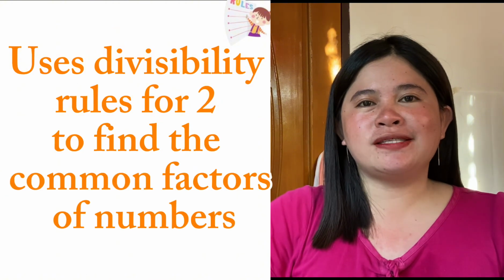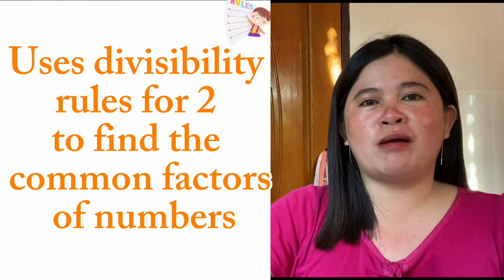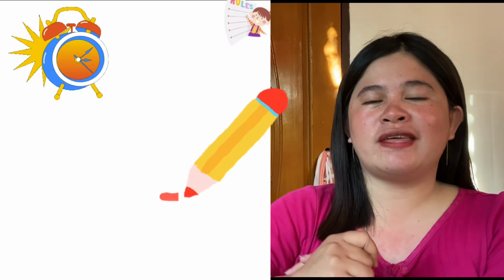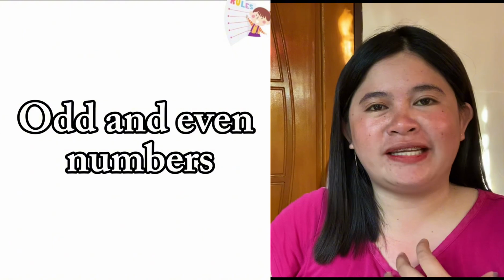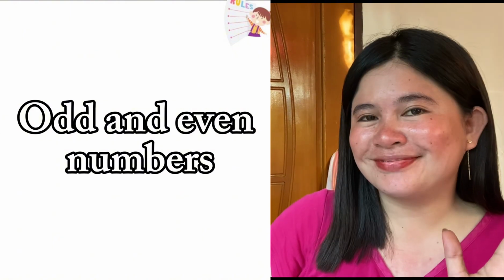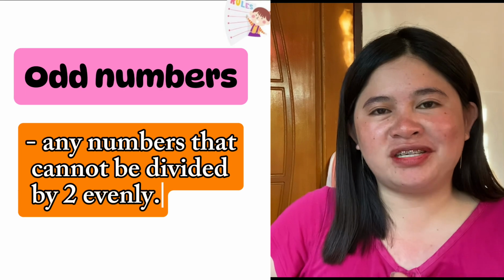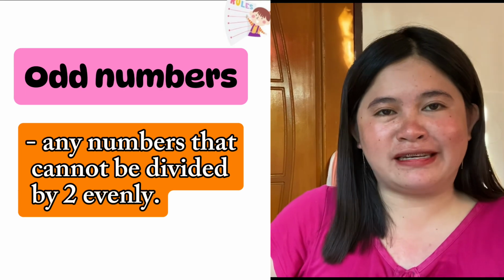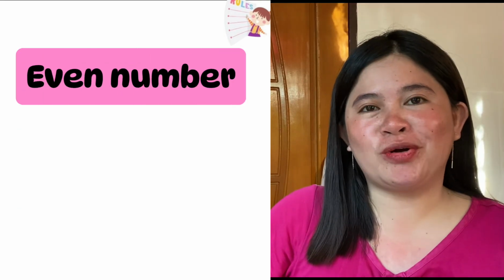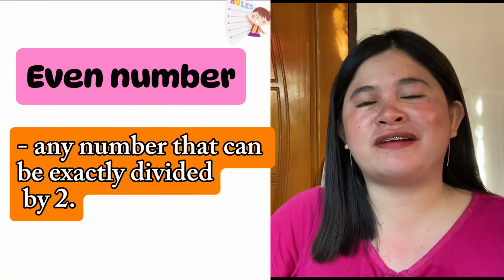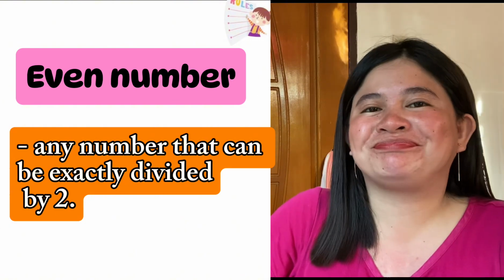So, using divisibility rules to find common factors of numbers. Now, let's begin with a drill. Question, are you familiar with odd and even numbers? Alright, so odd numbers are numbers that cannot be divided by 2 evenly. Even number, on the other hand, is any number that can be exactly divided by 2. Is it clear? Let's have a drill.